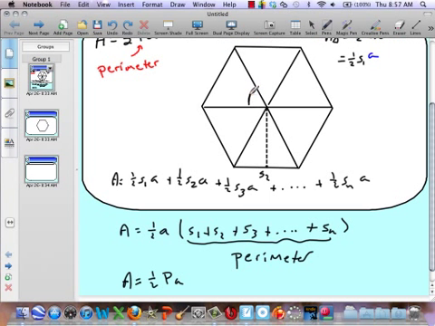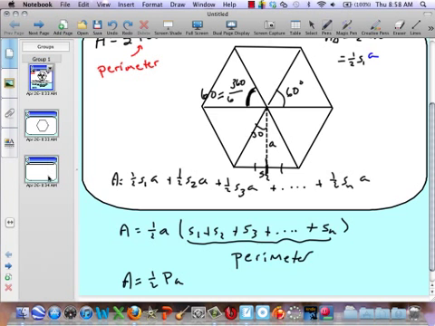So the angle here is 360 over 6, which is 60 degrees. So the vertex angle in that triangle is 60 degrees. But remember, the apothem bisects that angle, so therefore it's 30 degrees. And now we can use trigonometry, knowing the side length, which also gets cut in half, so the apothem actually bisects the base. Now I can use all the trig I need in order to find the apothem, and then I can plug that into the perimeter.